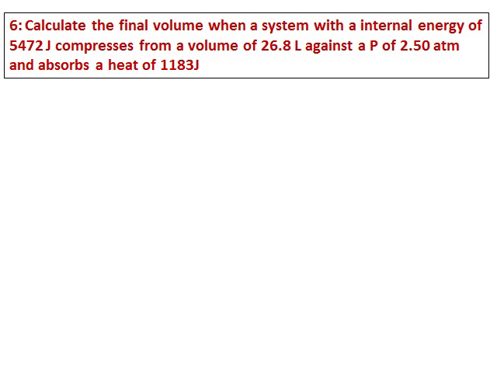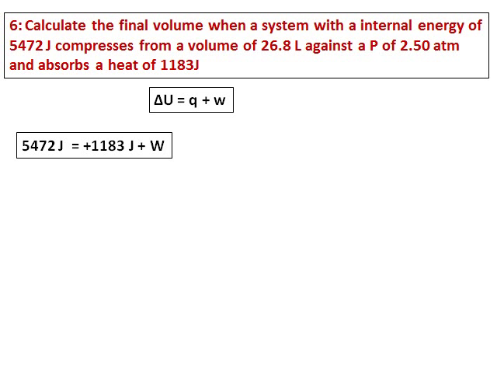Calculate the final volume when a system with an internal energy of 5472 joules compresses from a volume of 26 liters against an external pressure of 2.50 atmosphere, and it absorbs a heat of 1183 joules. So the question is similar. Use the same equation, delta U equals Q plus W. In this case, delta U is given and Q is given. Because it absorbs heat, Q is positive.